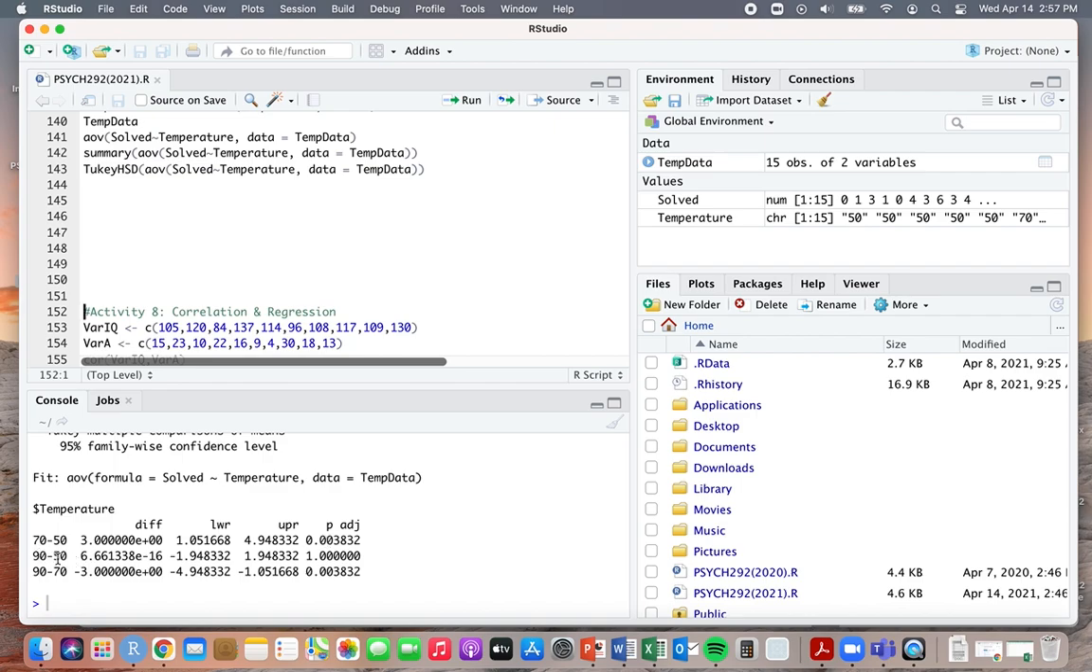We can see that the 90-degree group and the 50-degree group are not different from each other, looking at the p-value. And the p-value for the 90-degree group versus the 70-degree group is, again, statistically significantly different.